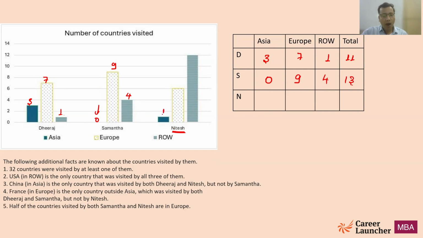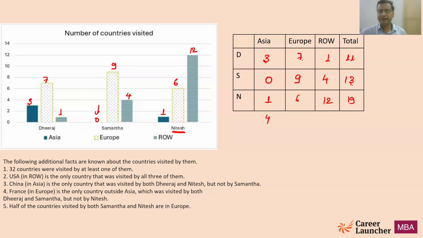Nitesh has traveled 1 country in Asia, 6 countries in Europe, and 12 countries in the rest of the world. So 12 plus 6 is 18 plus 1, this is 19. So the total number of countries visited in Asia by all these 3 people will be 3 plus 1, so there are 4 different visits.